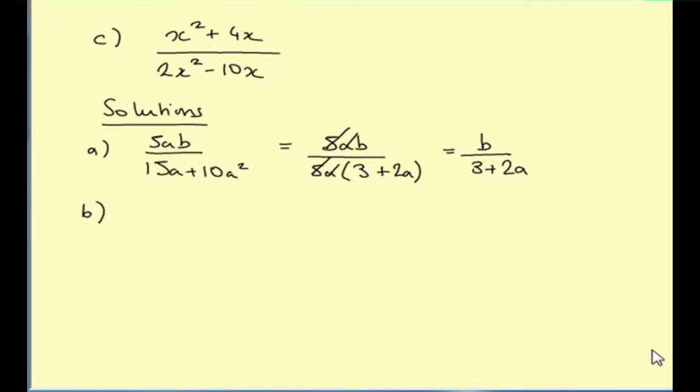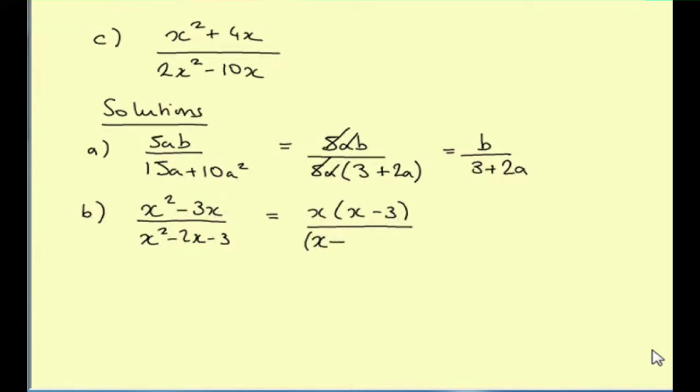The next one, x squared minus 3x over x squared minus 2x minus 3. Well, that's x brackets x minus 3 on the top. On the bottom we have to think of two numbers that multiply together to get minus 3 and add together to get minus 2. Well, it's going to be minus 3 and plus 1. So the x minus 3's will cancel. So we're left with x over x plus 1.